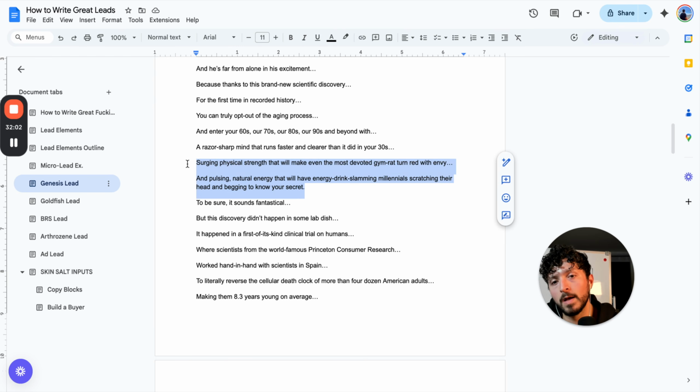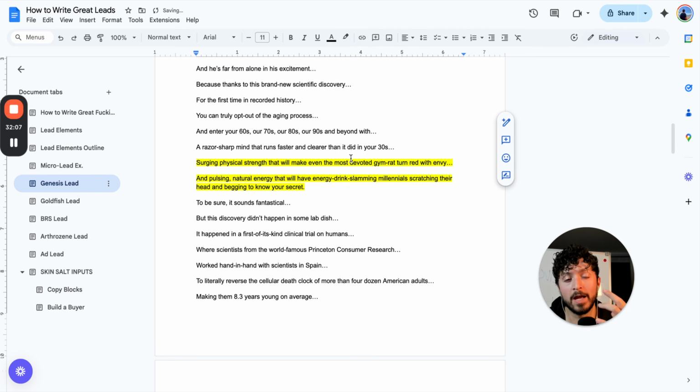This one, again, is sort of anti-aging. A lot of anti-aging audiences have this kind of weird anger towards and frustration with younger people, right? So talking about pulsing natural energy that will have energy-drink-slamming millennials scratching their heads and begging to know your secret, right? So it's sort of like a jab at their enemies.